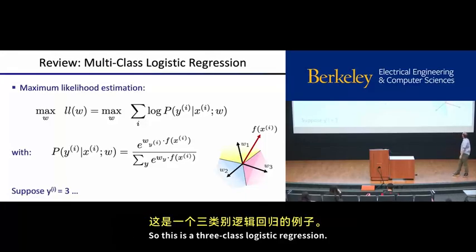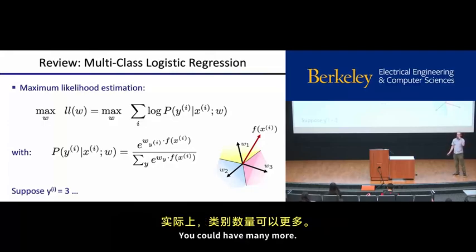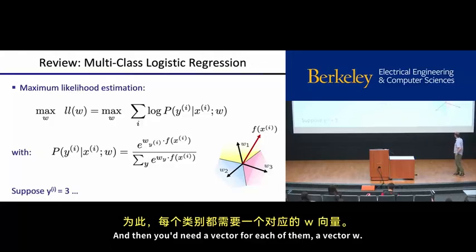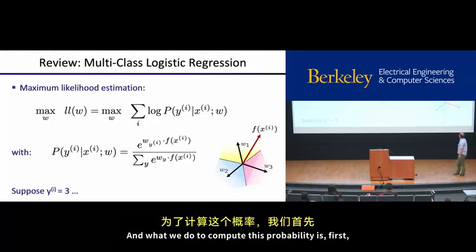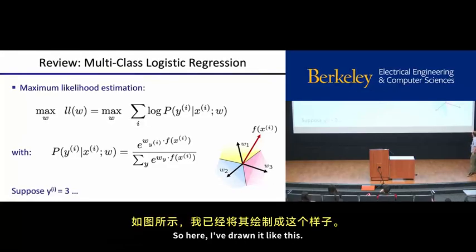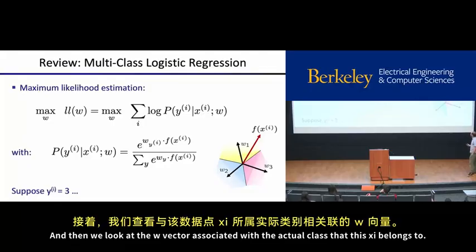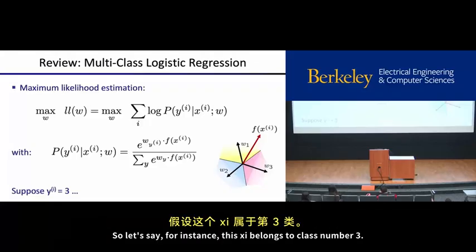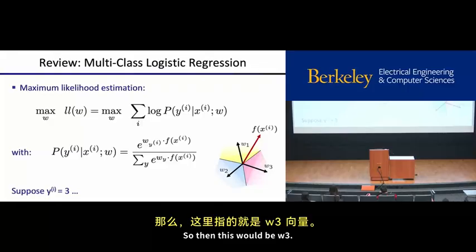So this is a 3-class logistic regression. You could have many more, and then you'd need a vector W for each of them. To compute this probability, first we come up with a feature vector for the data point in question. Here I've drawn it like this. Then we look at the W vector associated with the actual class that this xi belonged to. Let's say this xi belonged to class number 3. So then this would be W3.